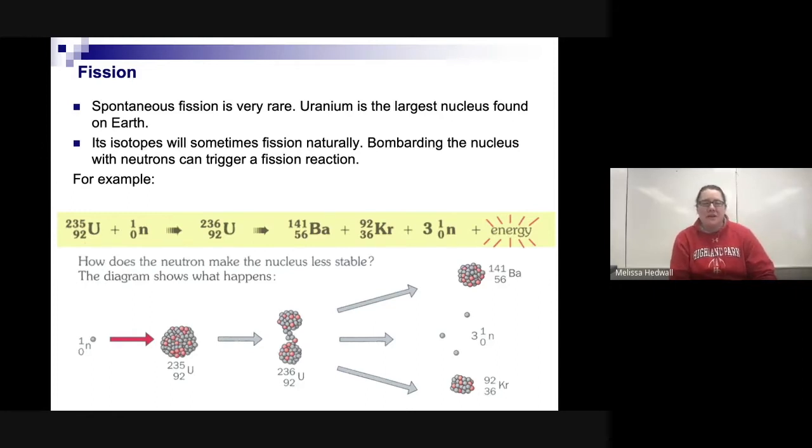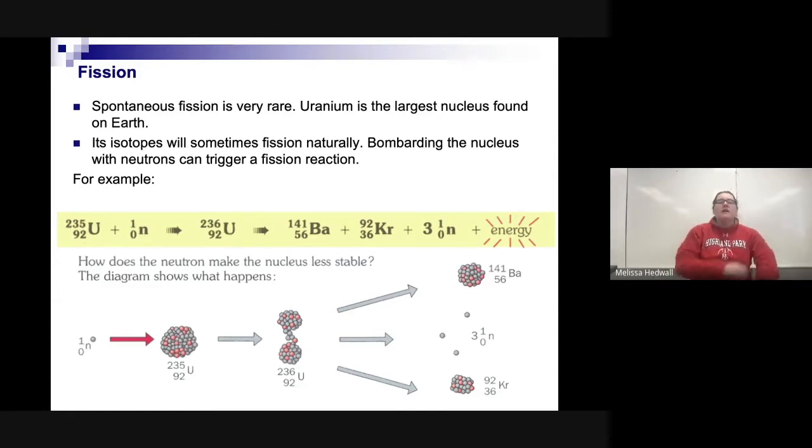Sometimes with the purpose of seeing what the characteristics are and if it's helpful in something, but most of the time it's just to have it and know that we can. Sometimes isotopes of uranium will fission, but what we normally have is we bombard the nucleus with neutrons, and that will trigger the fission reaction.